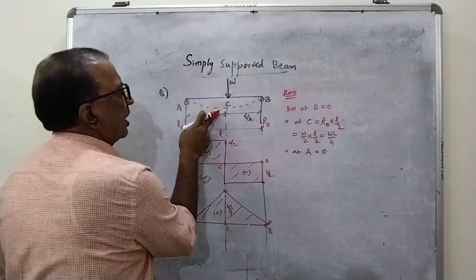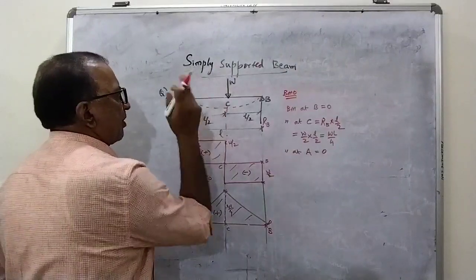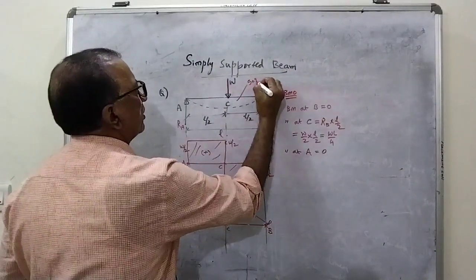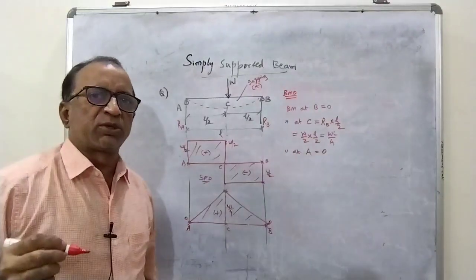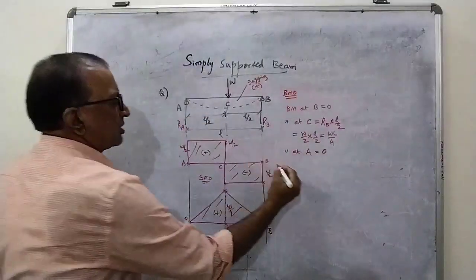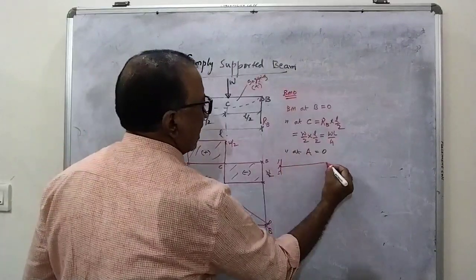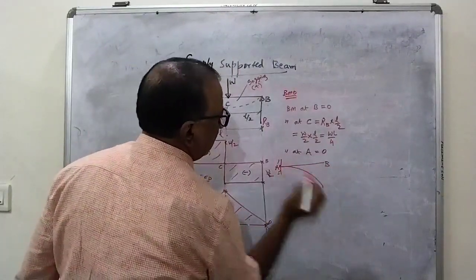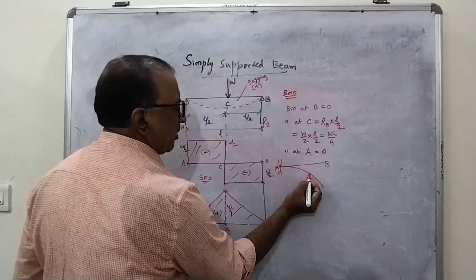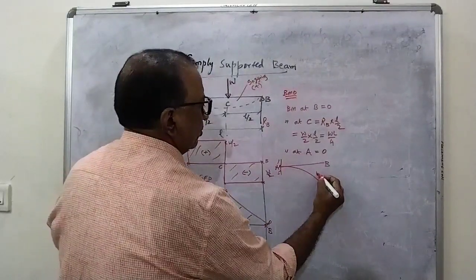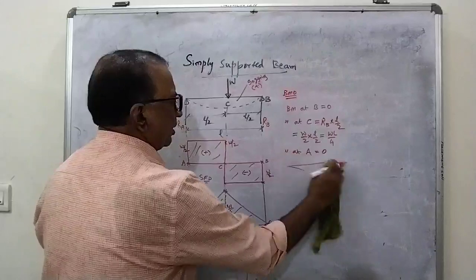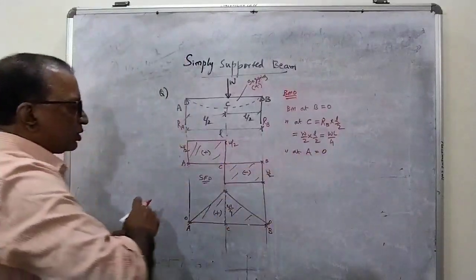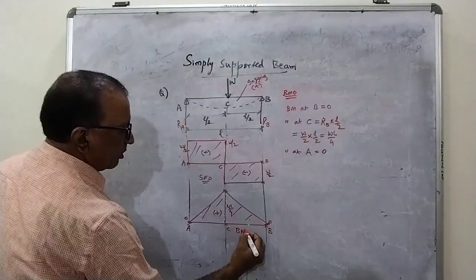So this is a sagging moment. If it is having convexity at the bottom and concavity at the top, then such type of bending is called sagging bending, which is positive. In the cantilever, we have seen hogging. The bending was like this, having convexity at the top, concavity at the bottom. It was negative, which was named hogging. But in the case of a simply supported beam, it is a sagging bending moment, totally positive, and this is your bending moment diagram.